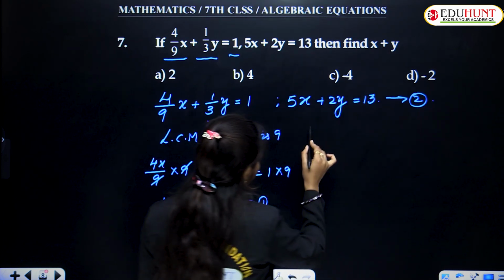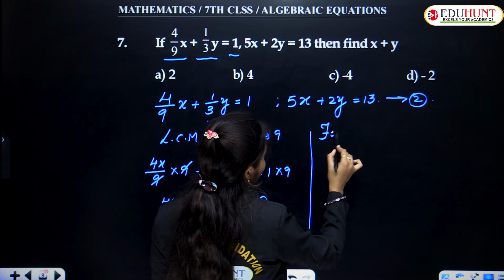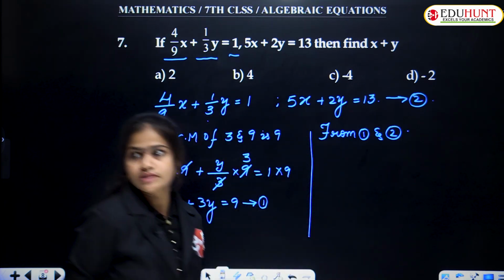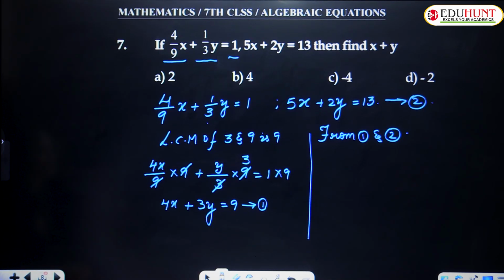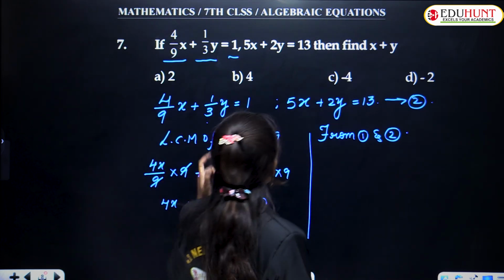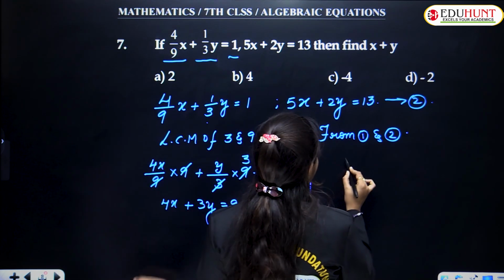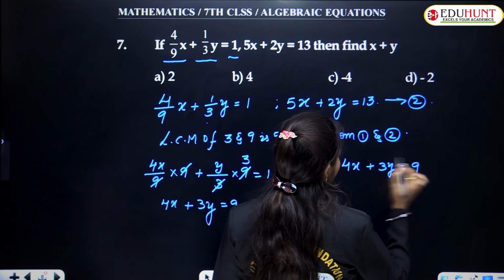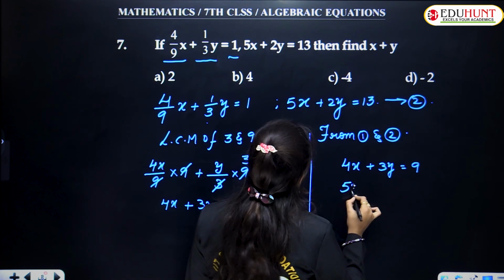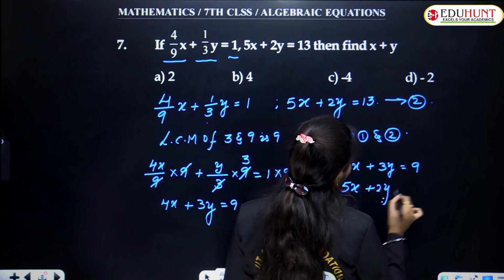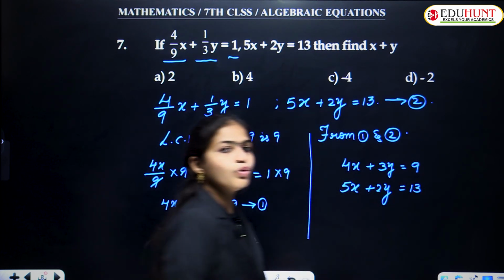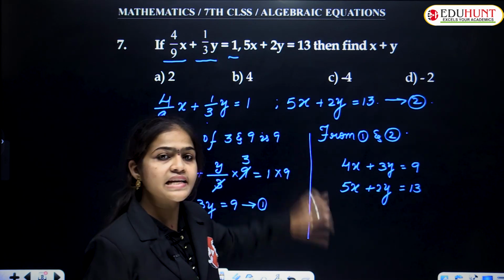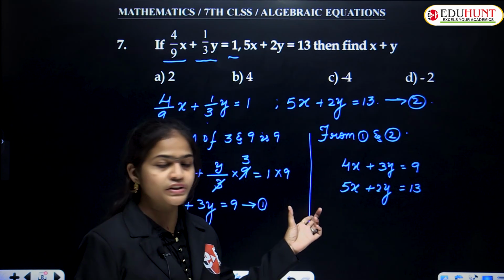By solving equations 1 and 2. So, by solving those 1 and 2 equations, what is the first equation, ma? 4x plus 3y which is equal to 9. And the second equation is 5x plus 2y which is equal to 13. So, to find the values of x and y, here we can equate any coefficients, either the x coefficient or the y coefficient. Okay.